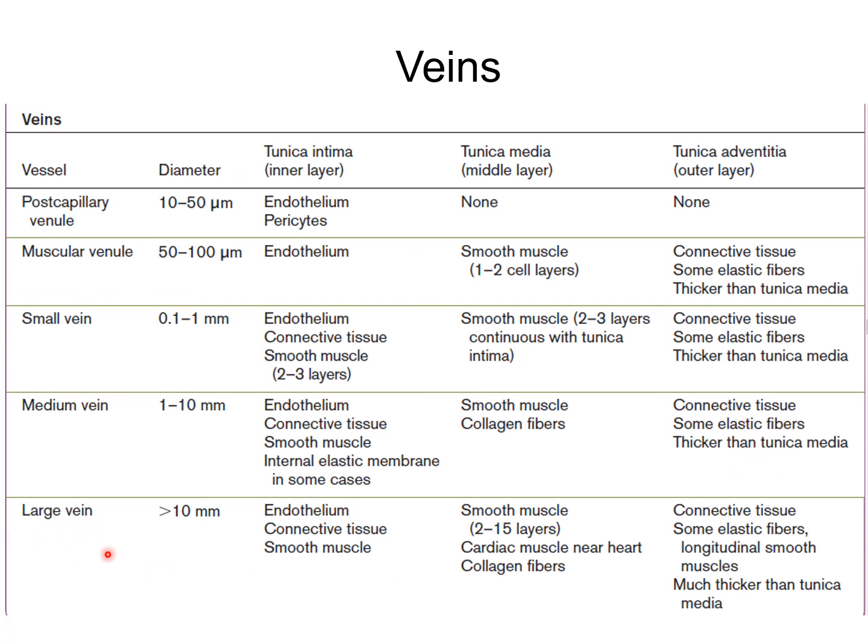The larger veins, the vena cava, more than 10 millimeter in diameter, have endothelium, subendothelial connective tissue, and smooth muscles in the tunica intima. Tunica media contains smooth muscle 2 to 15 layers, and cardiac muscles near the heart. Sometimes skeletal muscles are there, and the tunica adventitia contains connective tissues, elastic fibers, and is thicker than tunica media.